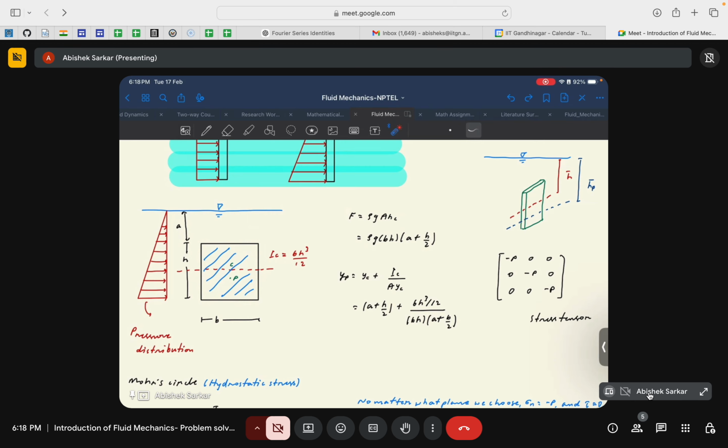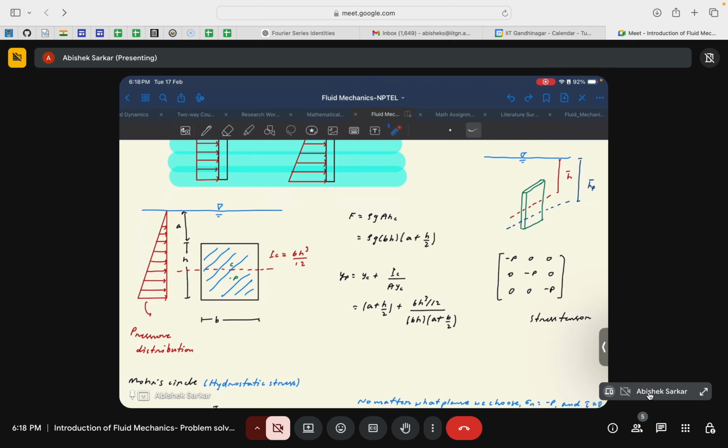But you need to find the point at which this force acts. So that's also very important to know. And this total force will actually not act through the centroid of the object, but rather act through the center of pressure. To find that, you need to take the help of this equation, that is yp is equal to yc plus Ic by A yc.